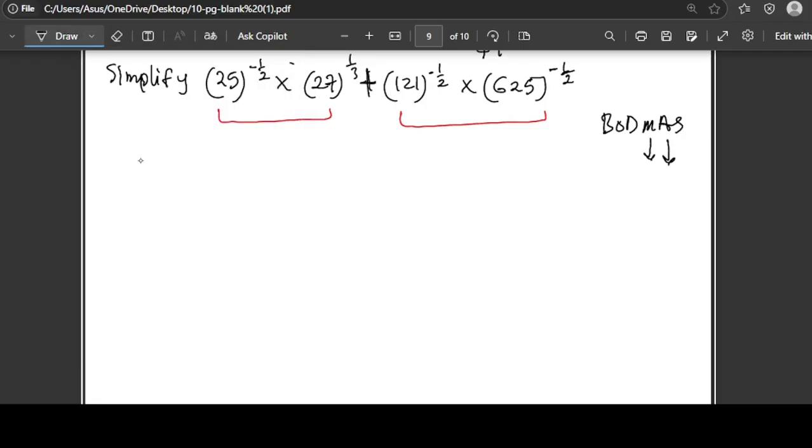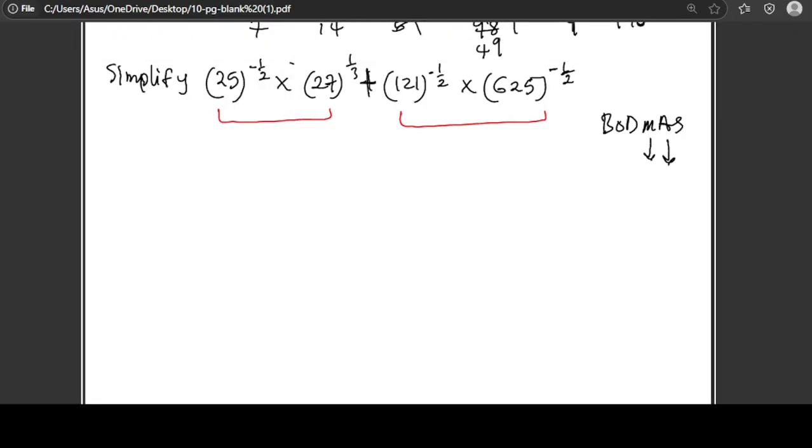So 25 raised to the power minus 1 over 2. Note the negative sign, it becomes 1 over 25 to the power 1 over 2. Then times 27 to the power 1 over 3. There's no negative sign, so it stays. Then plus 121 to the power minus 1 over 2, which becomes 1 over 121 to the power 1 over 2. Then times 1 over 625 to the power 1 over 2.